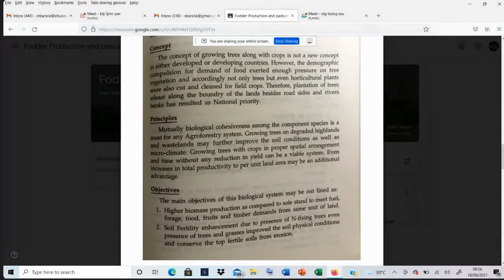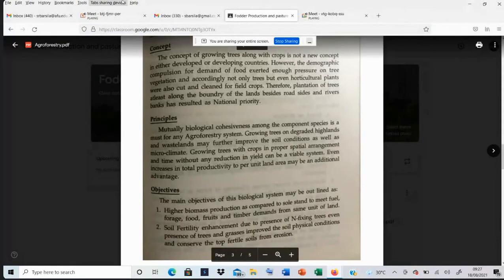I will ask in the exam: what is the cultural difference between Napier and blue panic? Then you have to write that Napier is propagated by stem cuttings, and blue panic is propagated by seed. The main difference is that blue panic grows very vigorously under the shade, under the trees. That has importance.